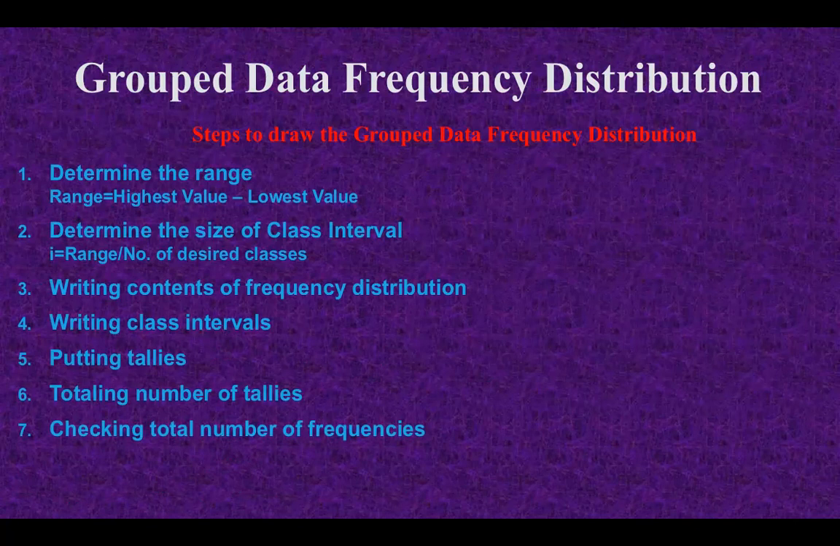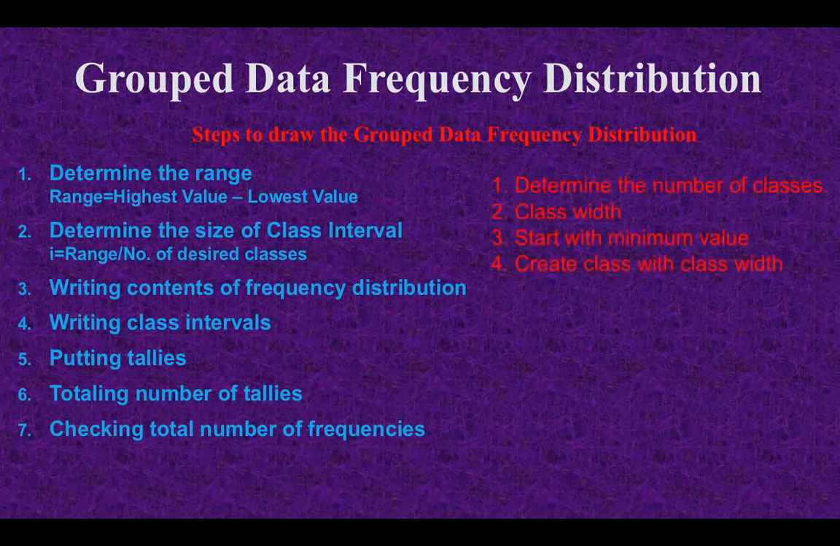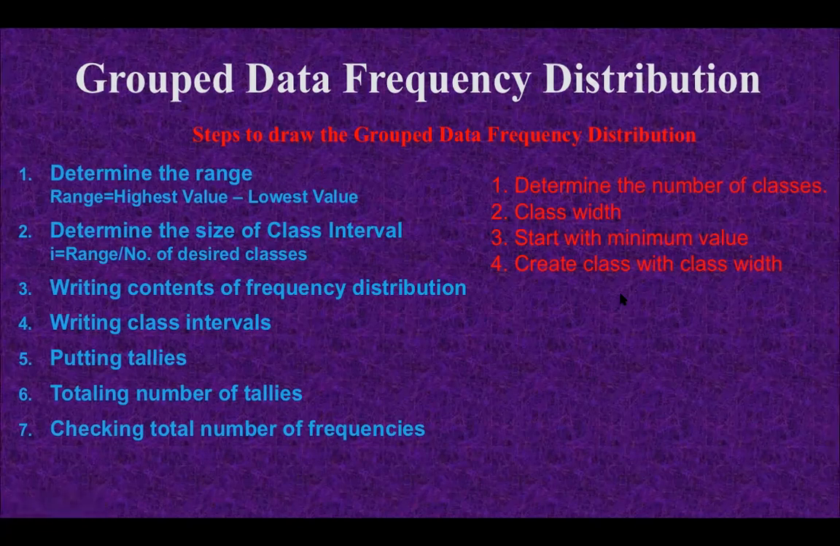One more method is there to frame the grouped data frequency distribution table, which is the simplest one I can say. First of all, we determine the number of the classes. It's up to us how many classes we want to have from that data. And the class width is the maximum minus the minimum value divided by the number of classes we decided in the first step. We start with the minimum value in our observations to write down the classes, and we keep adding the value we got in the second step to create the classes. Let's take an example.